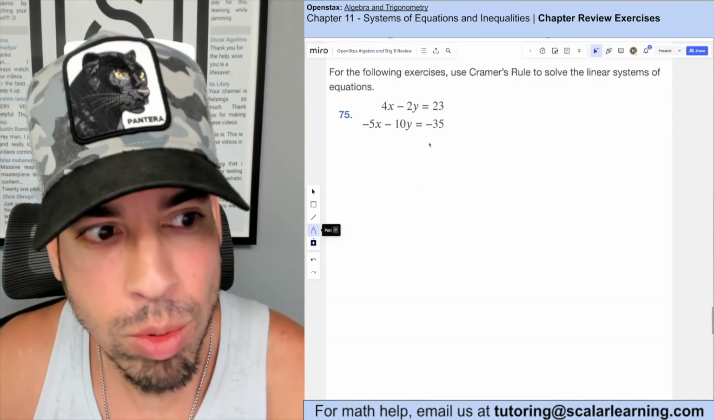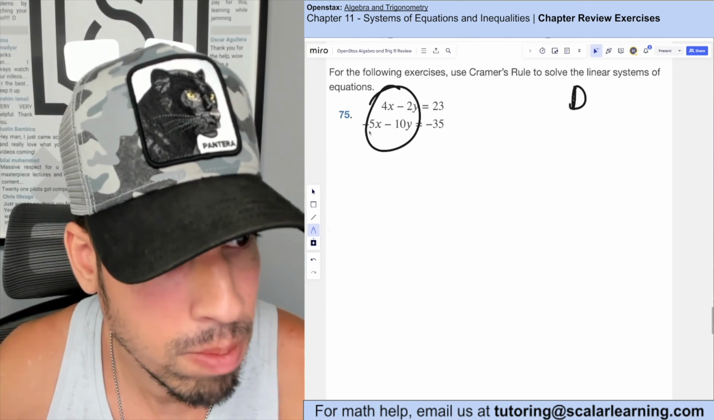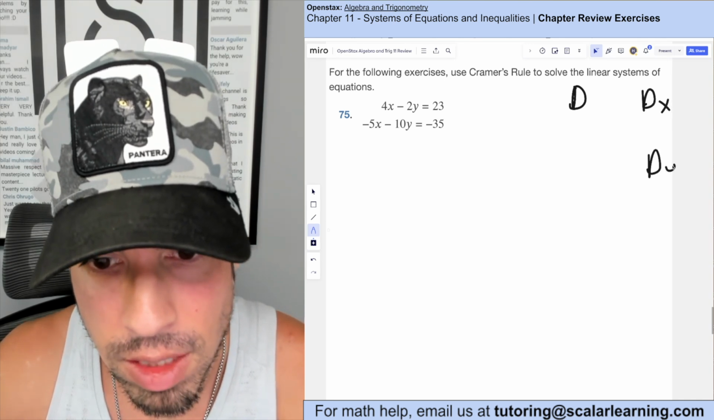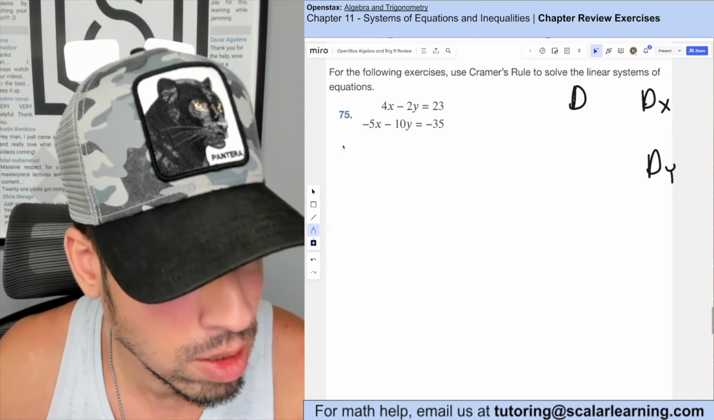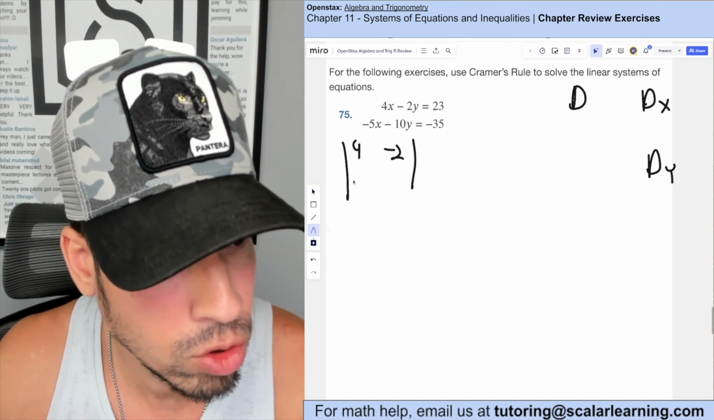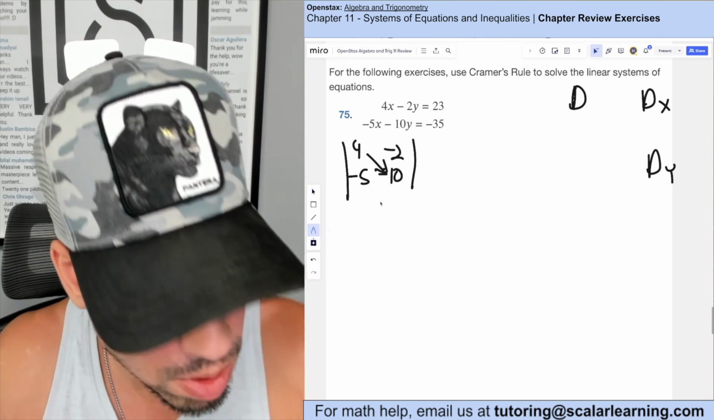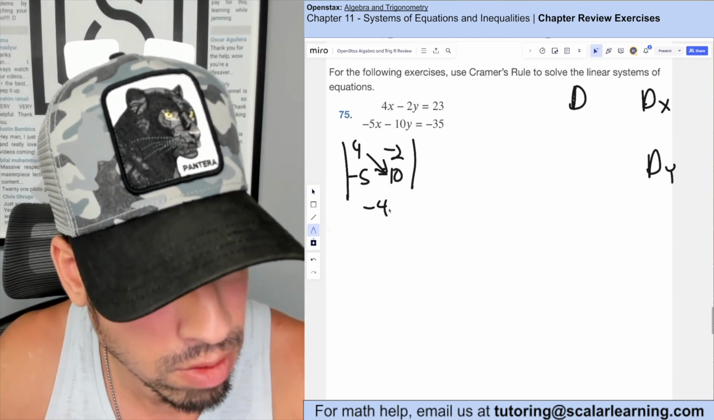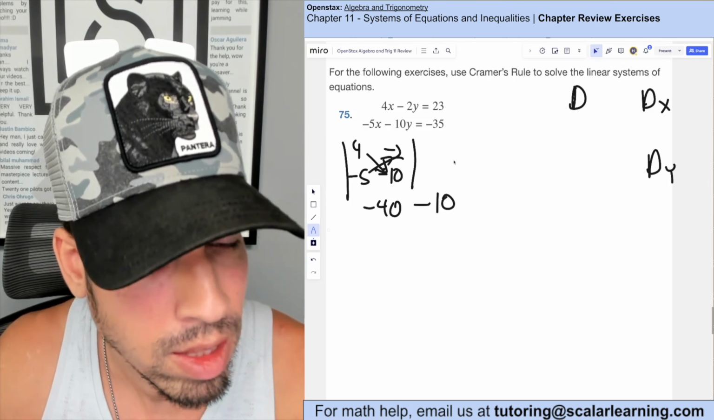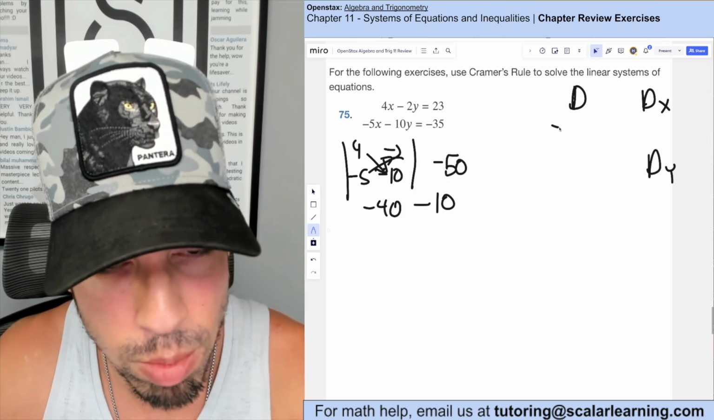Done. So for this one, to use Cramer's rule, we've got to find the determinant of the main matrix with those coefficients. We got to find dx and dy. So I'm going to show you how to do that. First, let's find the main determinant. So we got 4, negative 2, negative 5, and negative 10. So again, we multiply. 4 times negative 10 is negative 40 minus negative 5 times negative 2, which is 10. And that gives us a determinant value of negative 50. So let's put that over here.